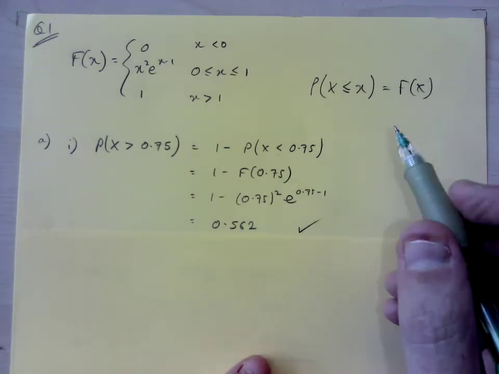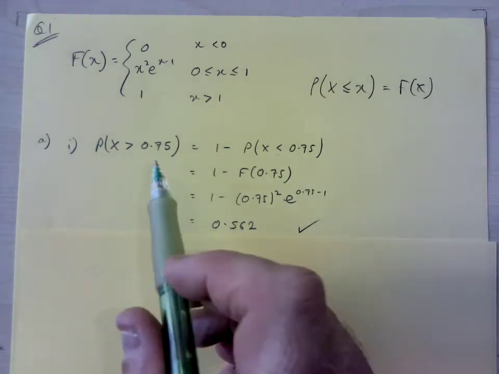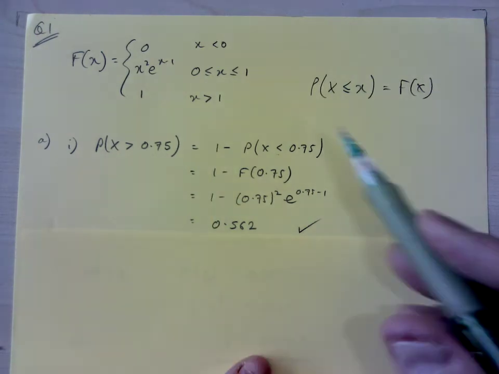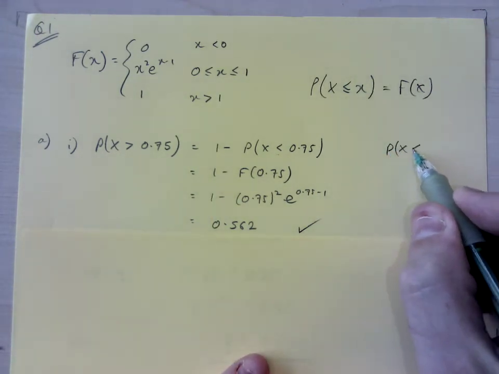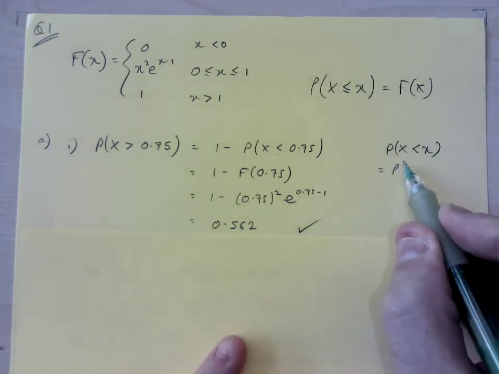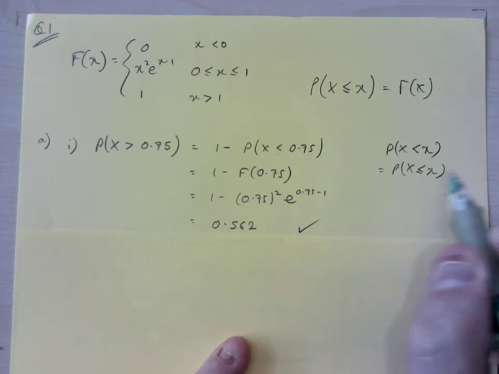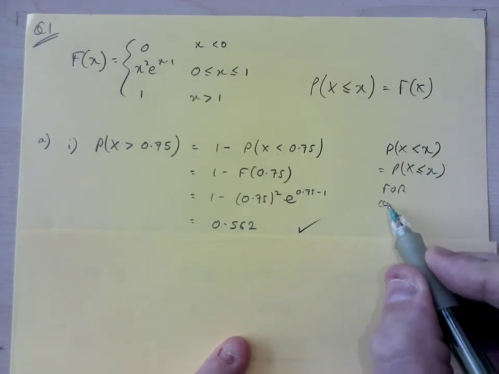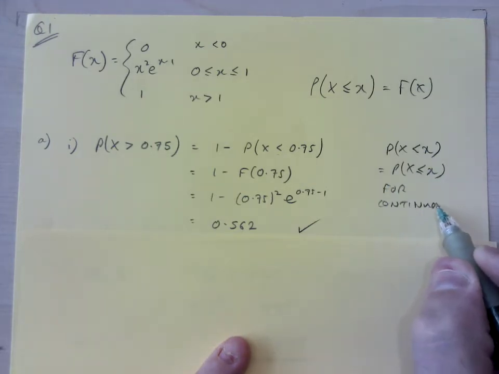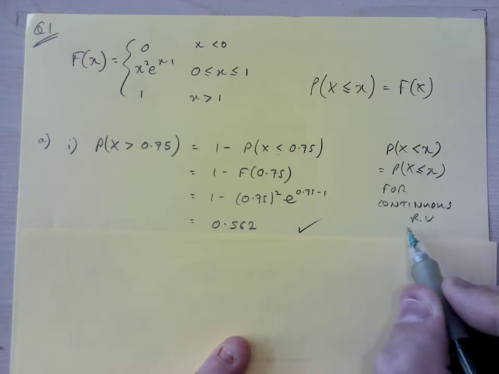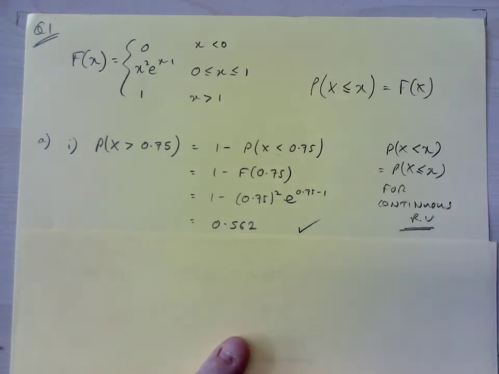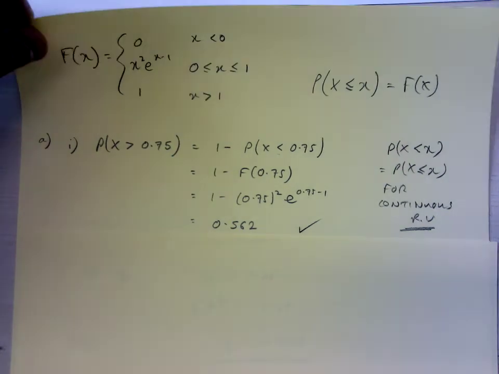Perhaps one point that's worth noticing here is that because this is a continuous random variable, the probability of x being less than a value is the same as x being less than or equal to that value. That's for continuous random variables. Of course, if it's discrete, that's quite different. But in this case, there's your solution to part 1.